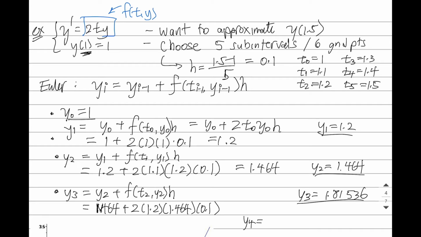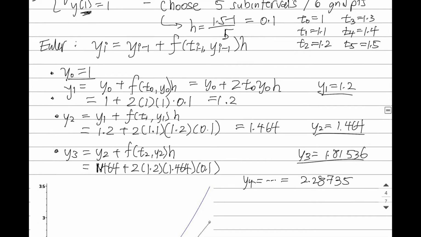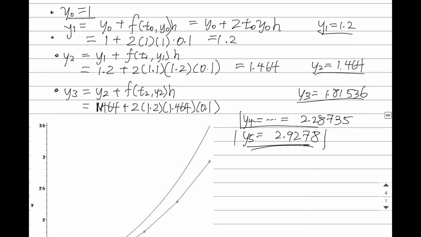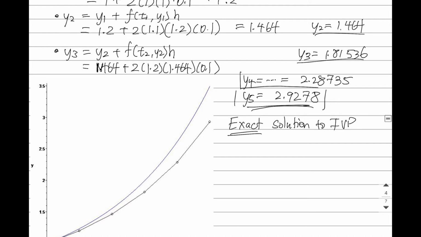So I'm hoping that you can see the whole process here. I'm just going to skip the values here and tell you that y4 will be 2.28735 and y5 will be 2.9278. And this is the approximate solution that I'm interested in. So in these 5 steps that I used to calculate the approximate solution, this was my ultimate goal here at the end. Now, we are lucky here because in this initial value problem, we can find an exact solution. We deliberately chose a problem that has an exact solution.